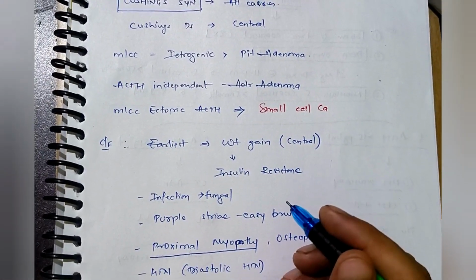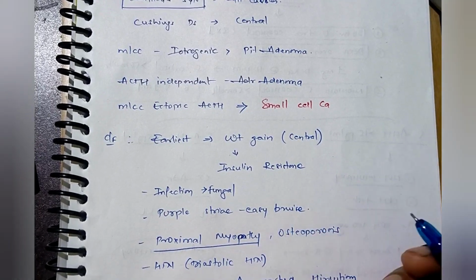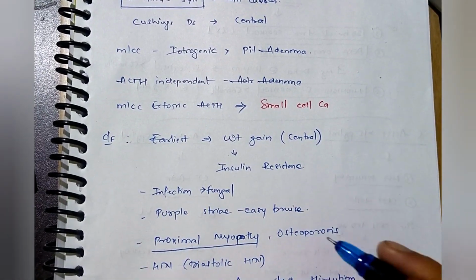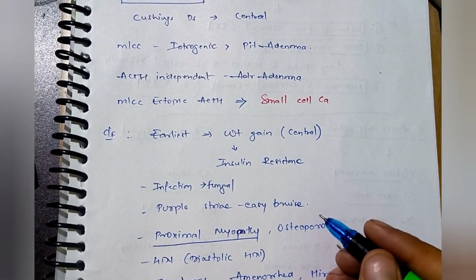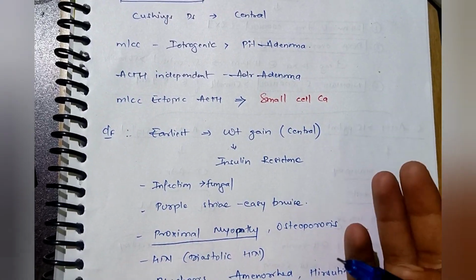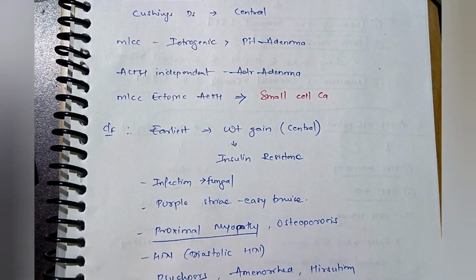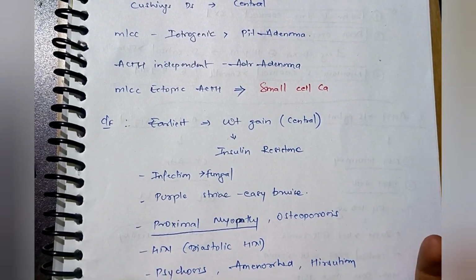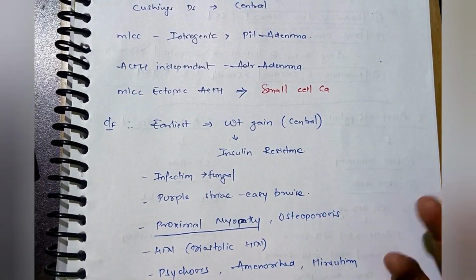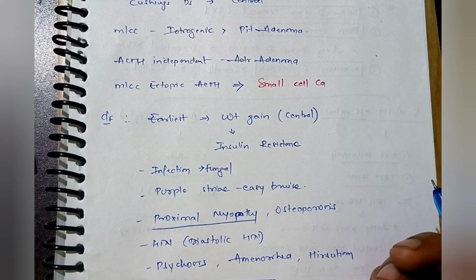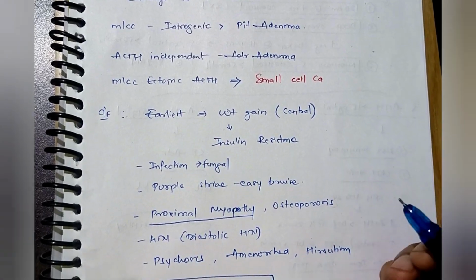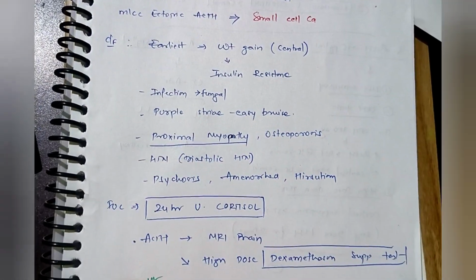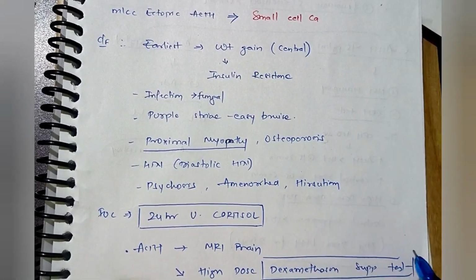Okay, coming to the clinical features, the earliest sign will be the weight gain that we see, the central weight gain, like obesity, and that causes insulin resistance. Other symptoms like infections, the patient might have fungal infections like tinea or even candida infection. Other features: purple striae, easy bruising, proximal myopathy, osteoporosis, hypertension, that is diastolic hypertension. The patient might also have psychosis, amenorrhea, and hirsutism.